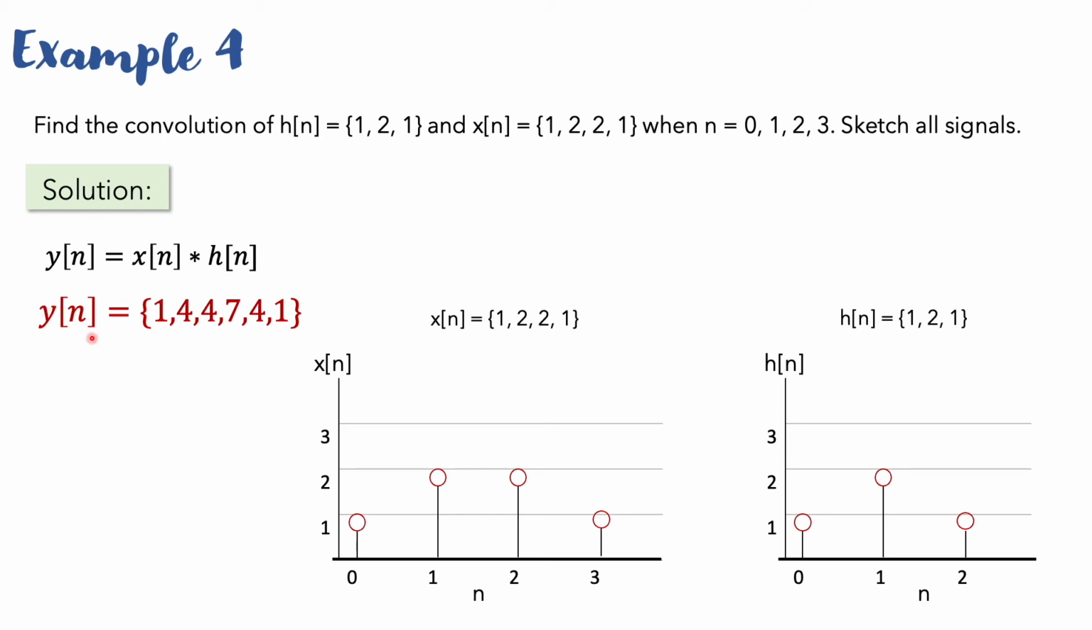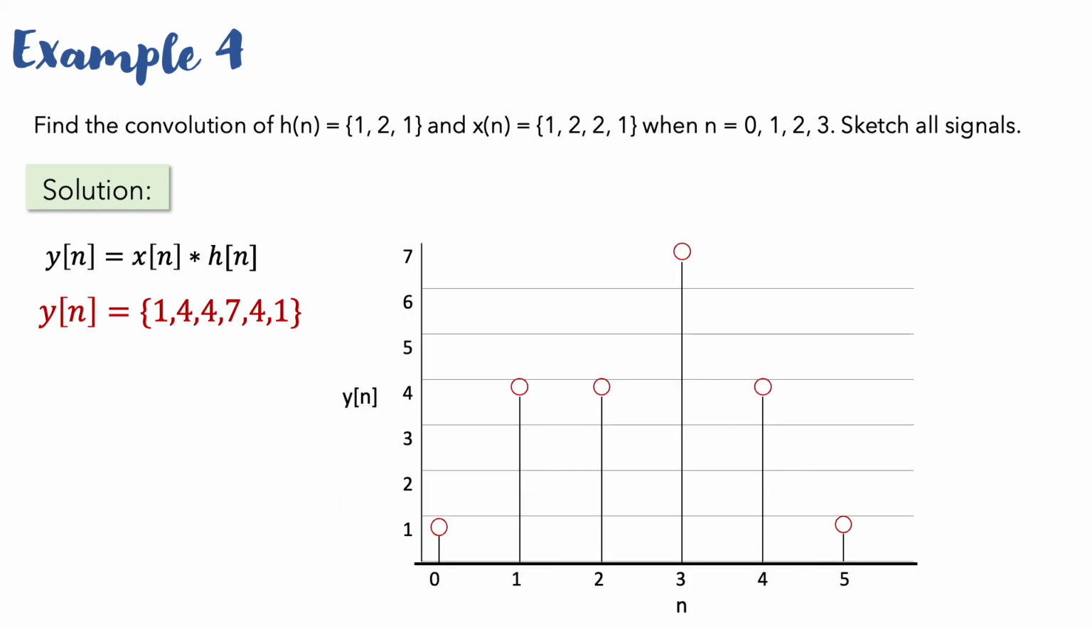Now we have to sketch all of them. So how to sketch? Very simple, like we saw in the previous example. We will use the same thing. The x-axis will have the number of samples or the sample positions, and the y-axis will give us the magnitude of each sample like this. So this is our sketch of our input sequence, this is the sketch of our impulse response, and our output sequence can be plotted like this.